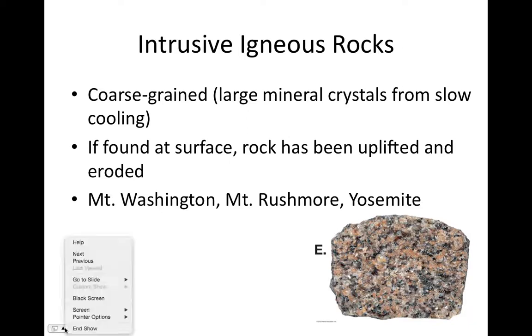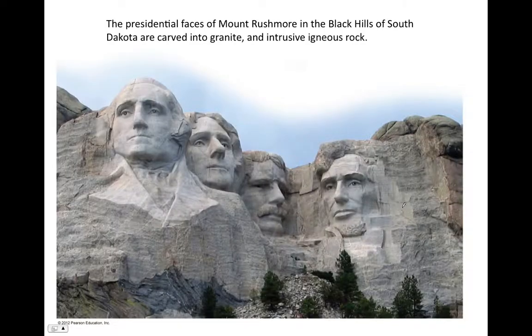And if you find intrusive igneous rocks at the surface, that means that weathering and erosion must have removed all the rock that was once over top of them to bring them to the surface, because remember, they form from the slow cooling of molten rock deep beneath the surface. So some locations where you could find intrusive igneous rock, which is very common, are, say, Mount Rushmore in the Black Hills of South Dakota, Mount Washington in New Hampshire, or Yosemite National Park in California.